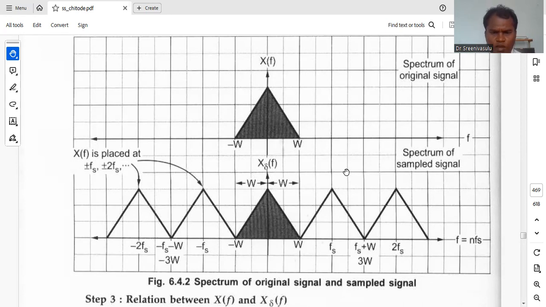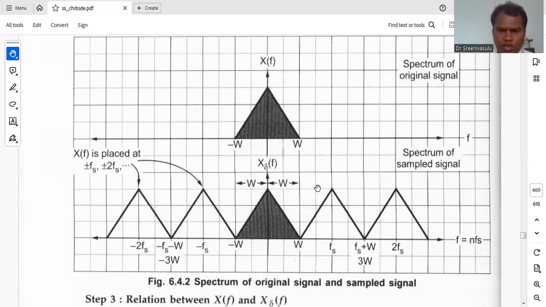Now, if we select this Fs, there are three cases according to the sampling theorem. Fs is equal to 2Fm. It is our minimum sampling rate, also called the Nyquist rate. Fs is greater than 2Fm. It is the practical sampling. Fs is less than 2Fm. It is undersampling. Now, in this derivation, I have considered Fs is equal to 2Fm. Here, Fm is equal to W, the highest frequency component of the message signal.